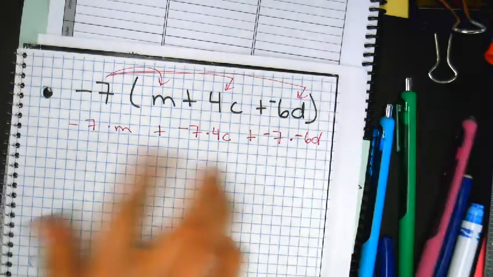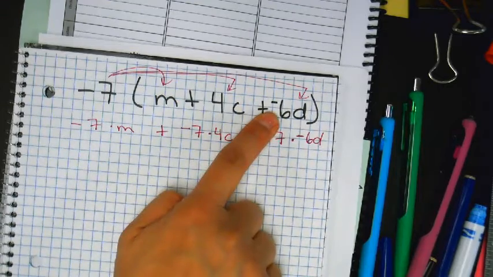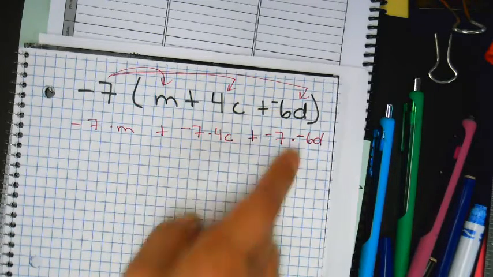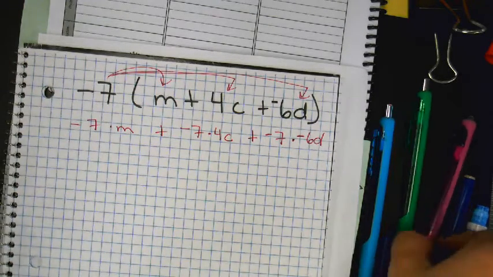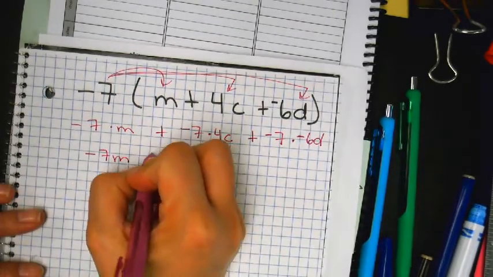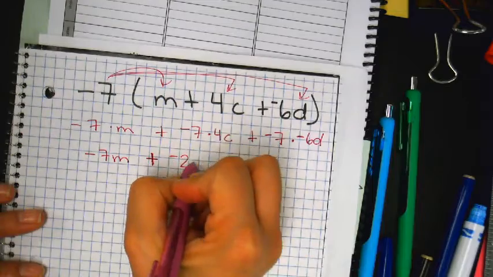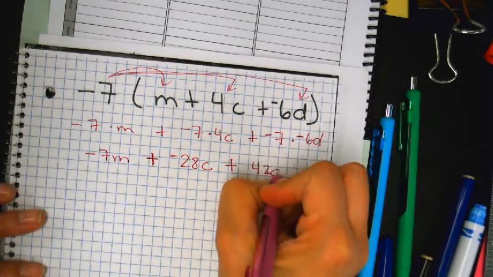So this is showing your work, and now we actually simplify. What's negative 7 times m? Negative 7m plus negative what? Negative 28c. Plus 42d. Good.